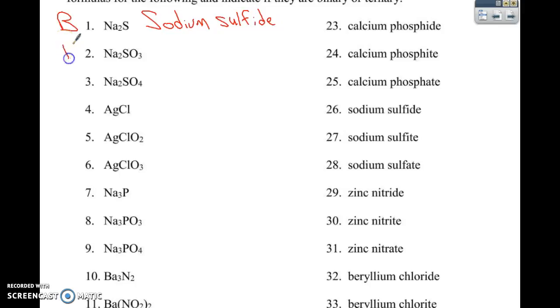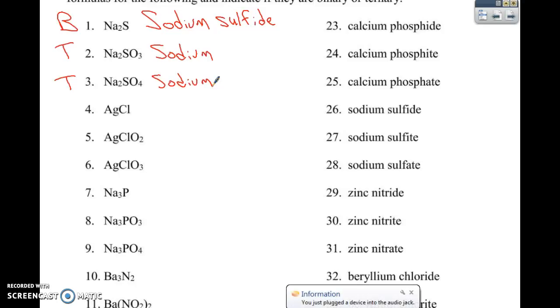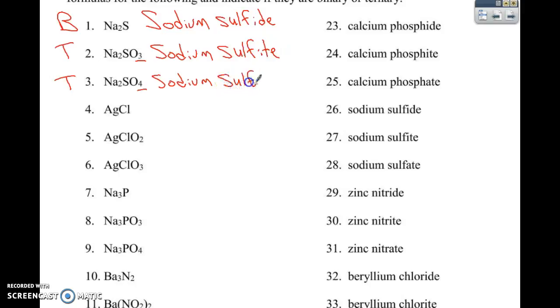Now the next 2 down are pretty similar. They both have sodium, but they are ternary or tertiary if you want to think about it that way. They have a polyatomic ion. So now you have to check your polyatomic ion sheet. And notice one ends in 3 and one ends in 4, and that's going to play a big part in this. So SO3 is sulfite. SO4 is sulfate. You do not change those endings. It's just whatever the polyatomic ion is.